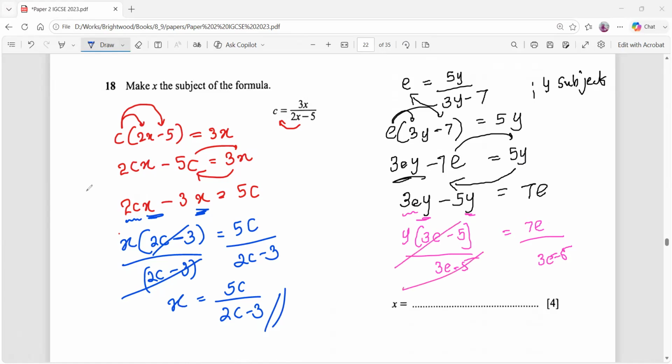So what should the final answer be? y equals 7e over 3e minus 5. Okay, 7e over 3e minus 5. You can get it, no? 7e over 3e minus 5. Okay, now shall we move to the next?